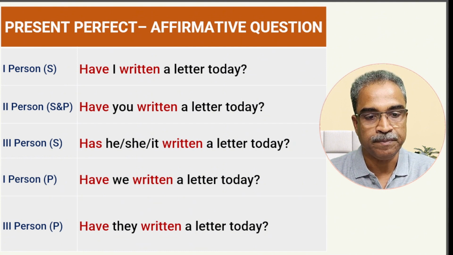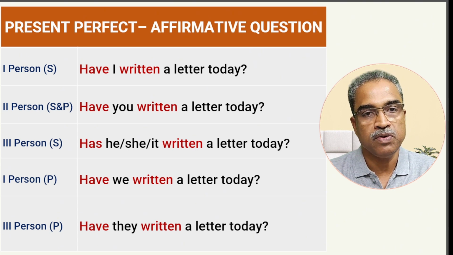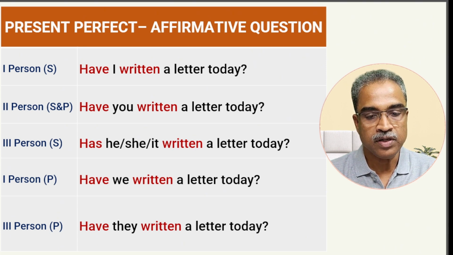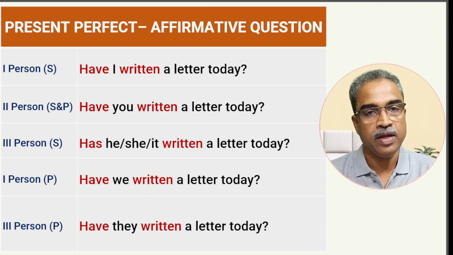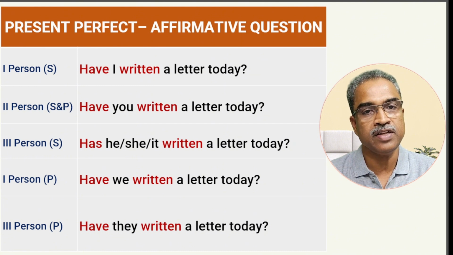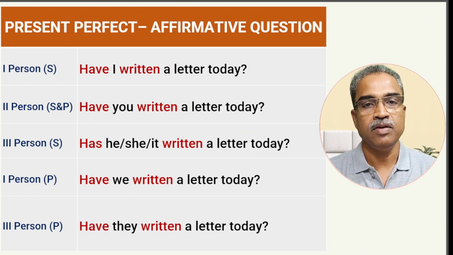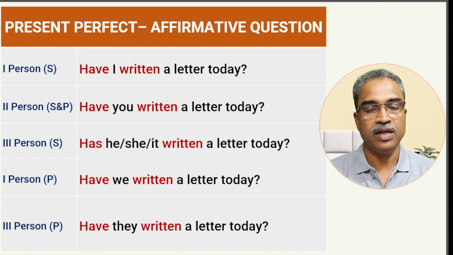That's a question. And then first person plural, we have written a letter today will be, have we written a letter? And they have written, third person plural, they have written a letter will be, have they written a letter? So it is a set pattern. You put the auxiliary verb first, and then you put the subject, and then the main verb in the V3 form. So this is how questions work.